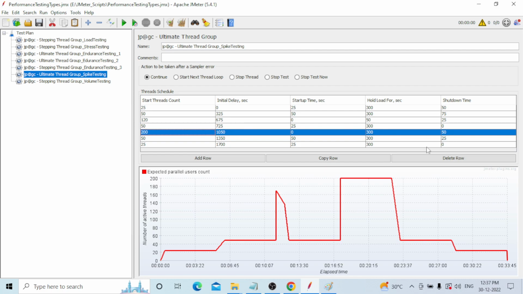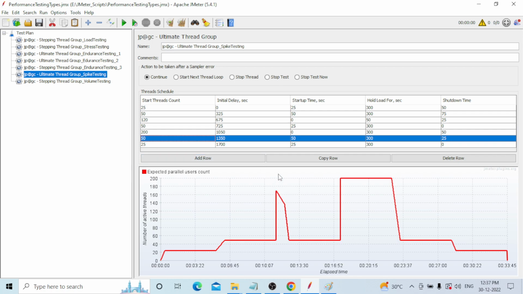Once you need to give the 50, right, now you need to go down state. 50, right, you can take the same 50 value. This one also 50 only. The 300 period will go down to 50, until this point. And this one is 1050 plus 0 plus 300, 1350.